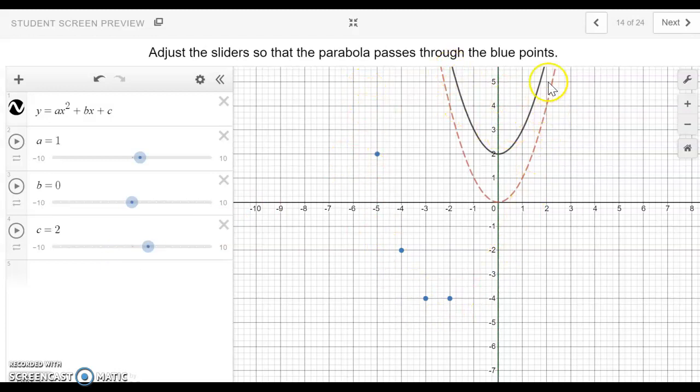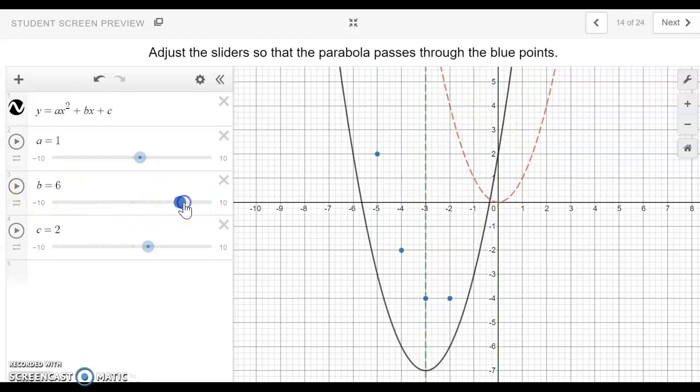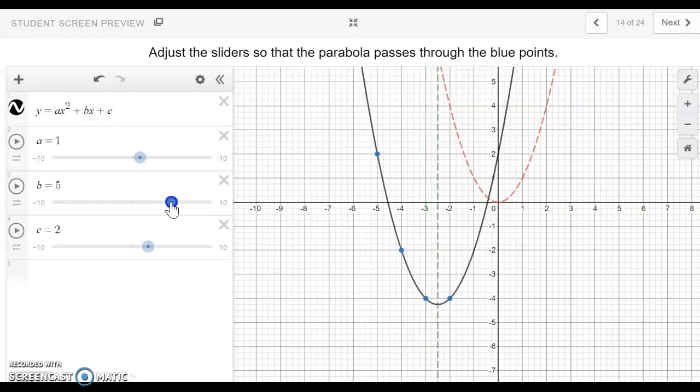So I'm going to just leave it the way it is right now, and I have to play my B and see if that's going to change anything. So I'm going to go ahead and play it, and then I'm going to go ahead and pause it. Okay, so that's not quite it. So if I keep moving my slider, there we have our graph. I've got all of my blue points hitting. And that means my A, my coefficient, is 1 because this is concave up. The B is at 5. That's the coefficient of x. And my y-intercept is at 2.